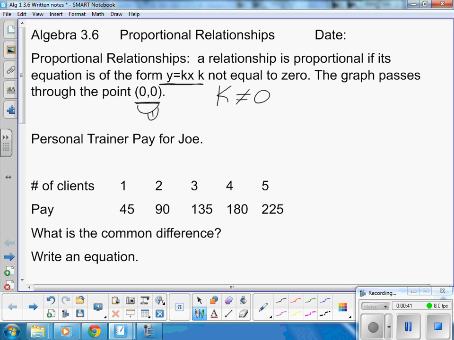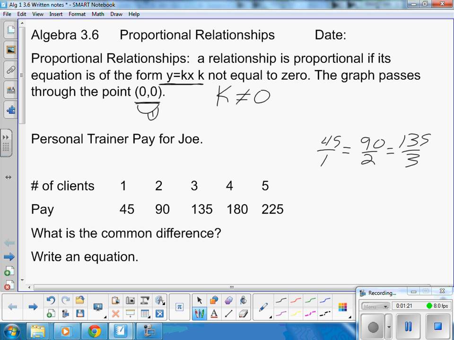All right, so a relationship is proportional if its equation is of the form y equals kx. The graph passes through the point 0, 0. Another thing that I don't have written is that if you look at the table below, the personal trainer pay for Joe, there's going to be a constant rate. So if we go y over x, 45 over 1 is going to equal 90 over 2, which is going to equal 135 over 3. It forms a proportion, hence proportional relationships.